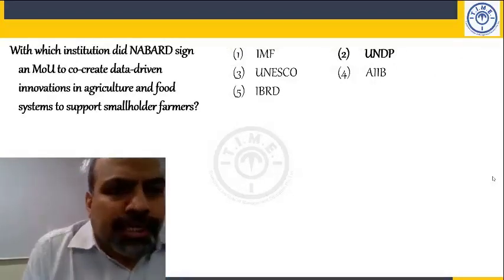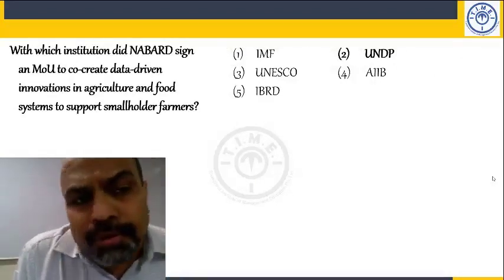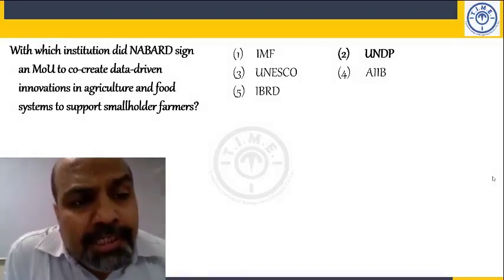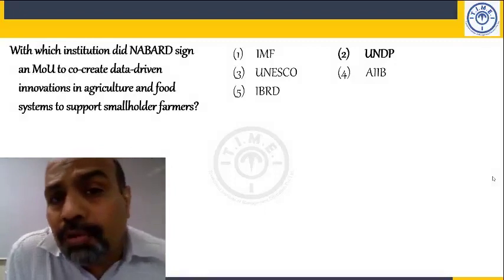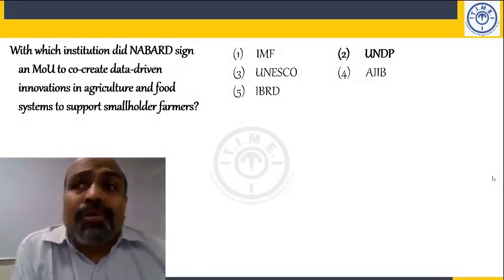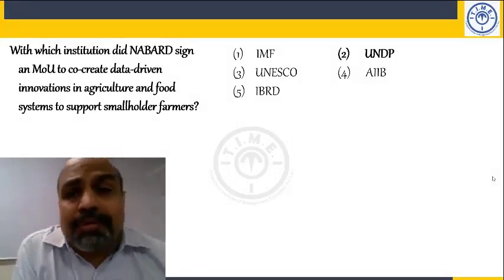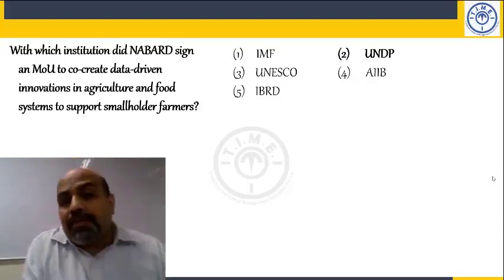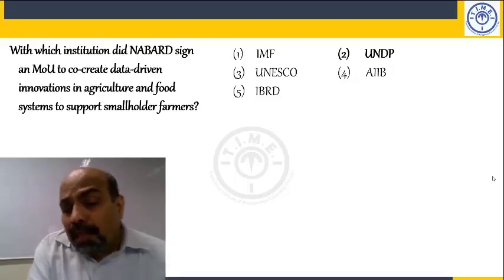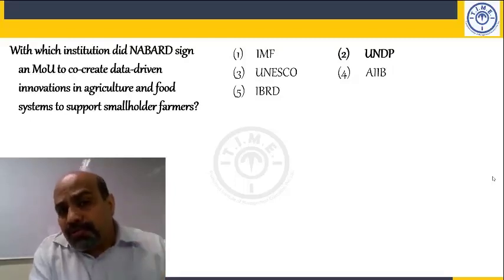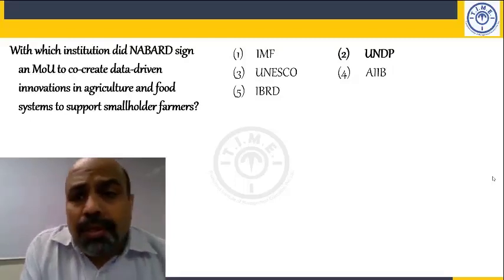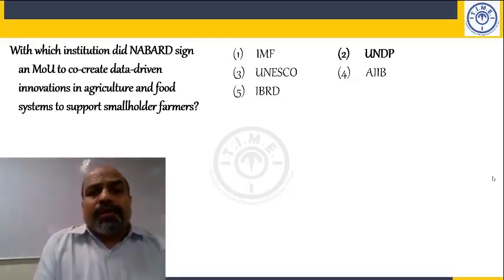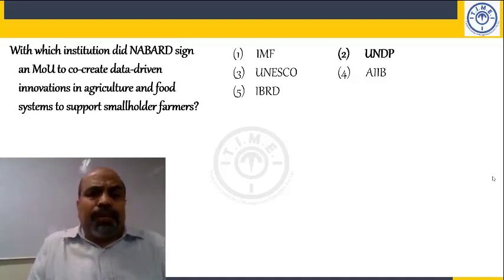With which institution did NABARD sign an MOU? An MOU is Memorandum of Understanding to co-create data-driven innovations in agriculture and food systems for smallholder farmers. In India, more than 95% of farmers are small farmers, small and marginal farmers with less than 2 acres of land. UNDP is United Nations Development Program.